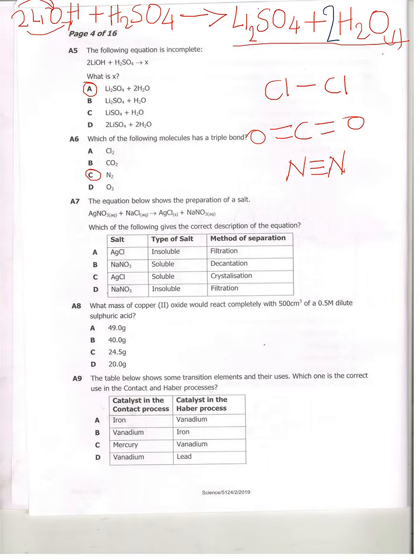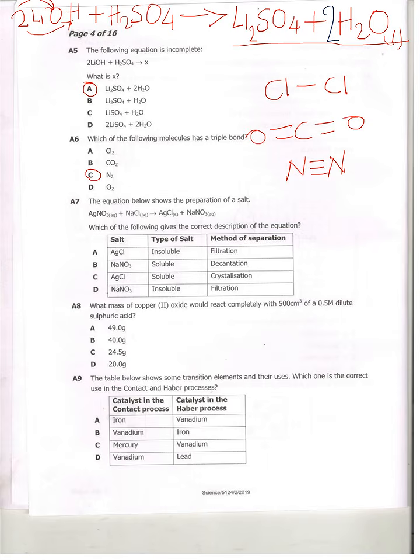Now let's move on to question 7. The equation below shows the preparation of a salt. From the equation we can see that we have silver nitrate, which is a soluble salt, plus sodium chloride, which is a soluble salt. So we are looking at preparation of an insoluble salt by using 2 soluble salts.